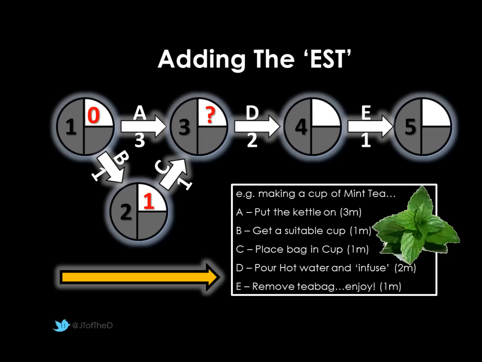However, we have a complication here. For node 3, what do we put as the earliest start time? We know we need to boil the kettle and get the cup with the bag in it before we start. So when do we start? Well, let's think about the numbers again. So activity A, we can start it immediately, it takes 3 minutes. So after exactly 3 minutes, the kettle is boiled. Using the other pathway, activity B is 1 minute, activity C is 1 minute, so actually we can have that complete after 2 minutes. Now if you think about it, if I try and make my cup of tea and pour my water into my cup of tea bag after 2 minutes, the kettle hasn't boiled.